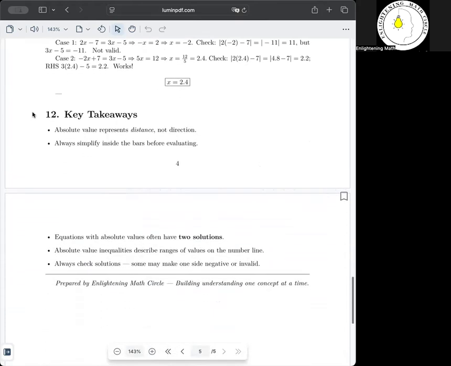And then key takeaways from this lesson. Absolute value represents distance, not direction. Always simplify the bars before evaluating. Equations with the absolute value often have two solutions. Absolute value inequalities describe ranges of values on a number line. And always check your solutions to make sure they are valid.